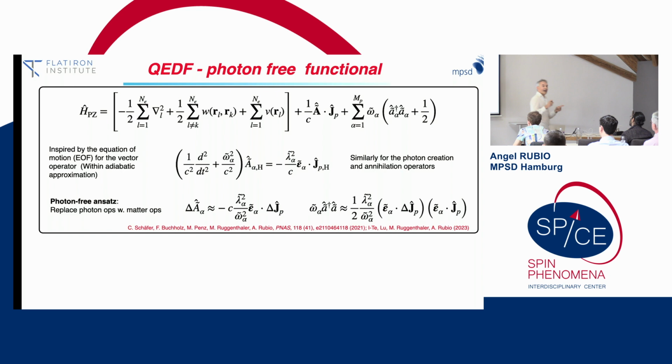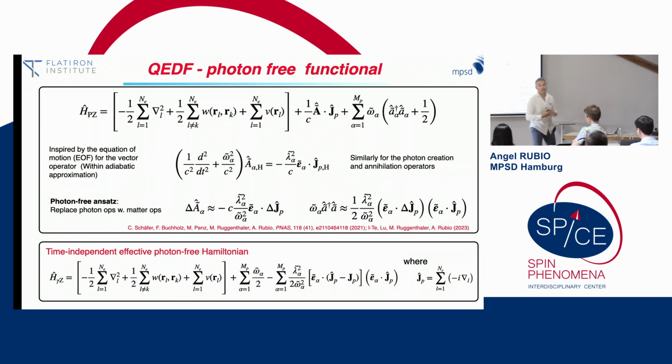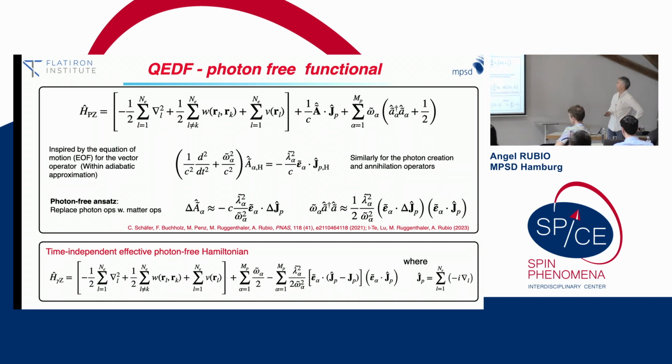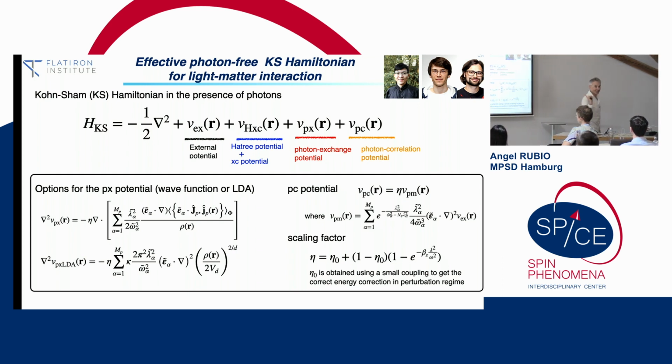Then all of a sudden you end up with a problem in which the only things that appear are matter operators. And this is the time-independent effective photon-free Hamiltonian that we are going to use from now on for the rest of the presentation. There you have the electron-electron interaction, where I just kept the Coulomb part, because the transverse part is included elsewhere, and then the photon fields are included by discretization of the cavity modes, which are renormalized, plus this interaction with the currents in the matter part. Okay, this is the whole thing. In the language of people who know relativistic theory, it's what they call the Breit approximation. This is equivalent to what we are doing.